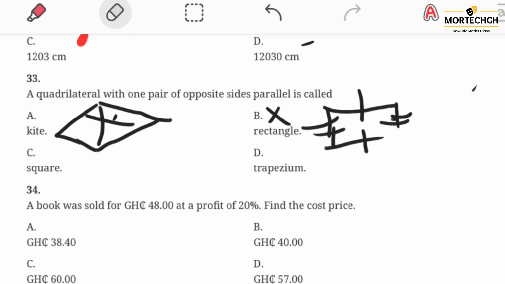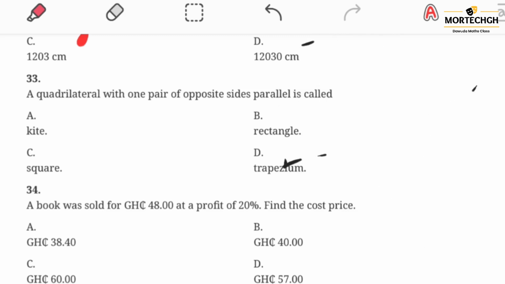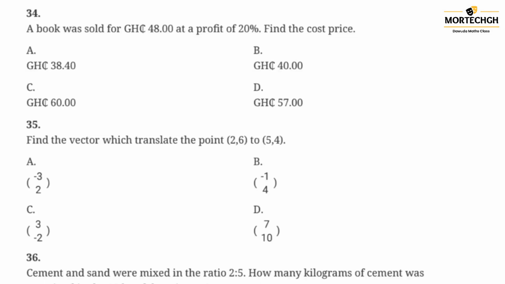But let's consider D, which is the last one. That is a trapezium. It's like this, with this side parallel to this side. It has only one pair of parallel sides in the figure. One pair is parallel, so therefore trapezium is the answer. The answer here is trapezium.